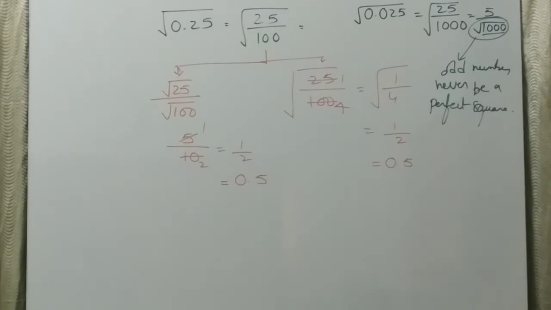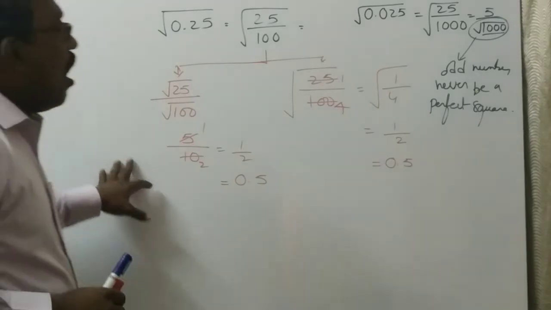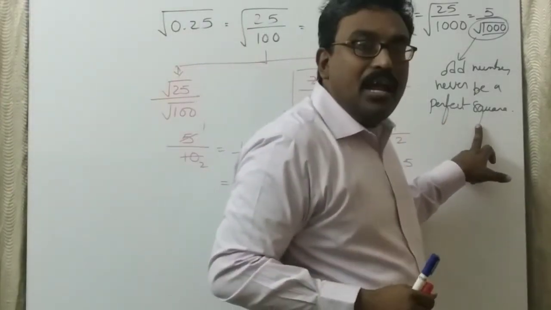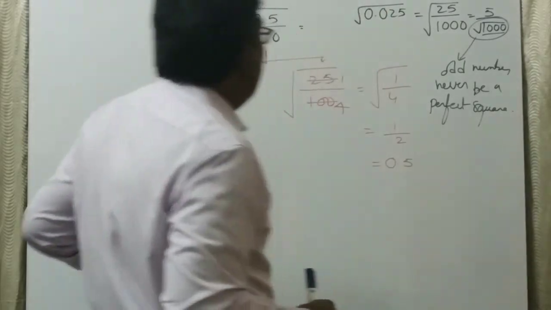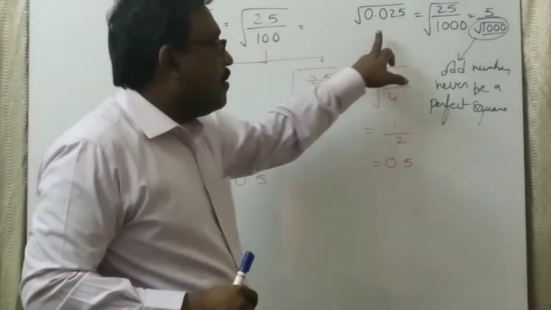5 zeros, 1 lakh is not a perfect square. So an odd number of zeros can never be a perfect square. So how do we solve this type of question?